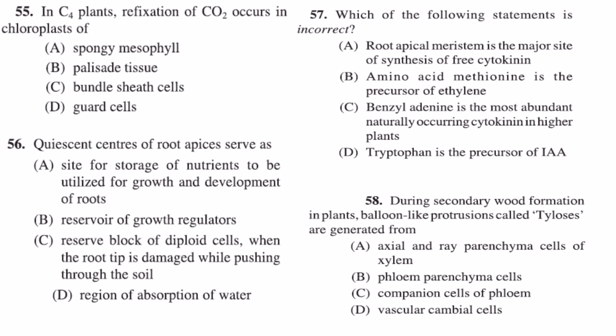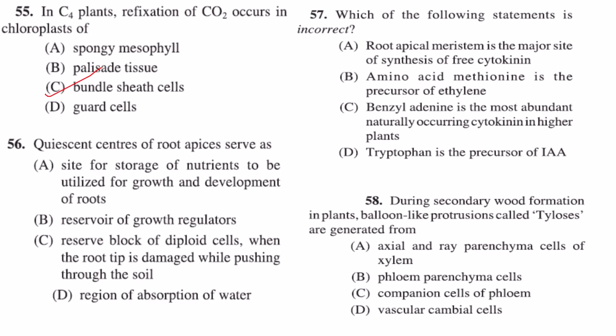So coming to the next question. In C4 plants, refixation of carbon dioxide occurs in the chloroplast of. So in C4 plants, carbon dioxide fixation occurs in two stages. In the mesophyll cells, carbon dioxide is fixed into a 4-carbon compound by the enzyme phosphoenol pyruvate carboxylase. Then this 4-carbon compound is transported to the bundle sheath cells and it will release carbon dioxide, and this carbon dioxide is fixed via the enzyme Rubisco. So here refixation of carbon dioxide occurs in the chloroplast of bundle sheath cells.